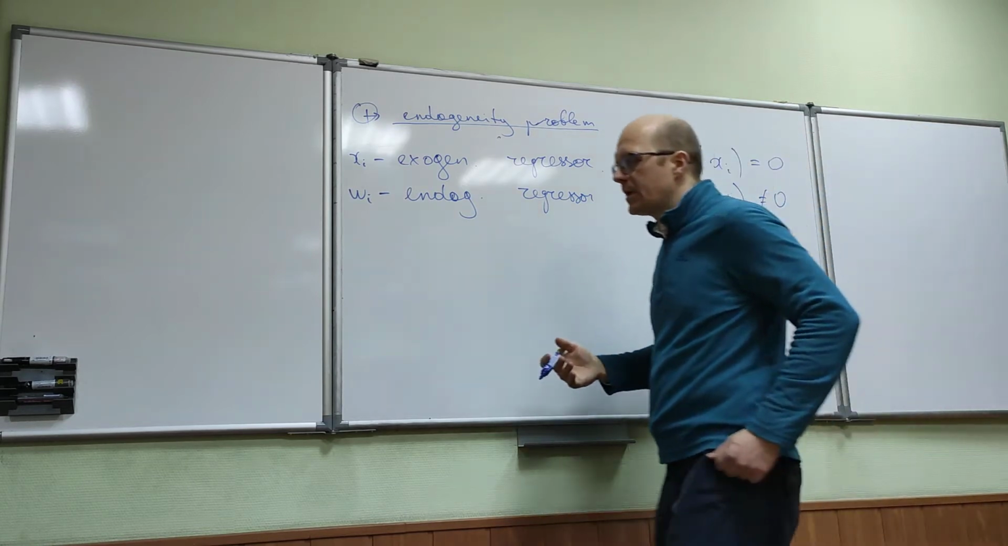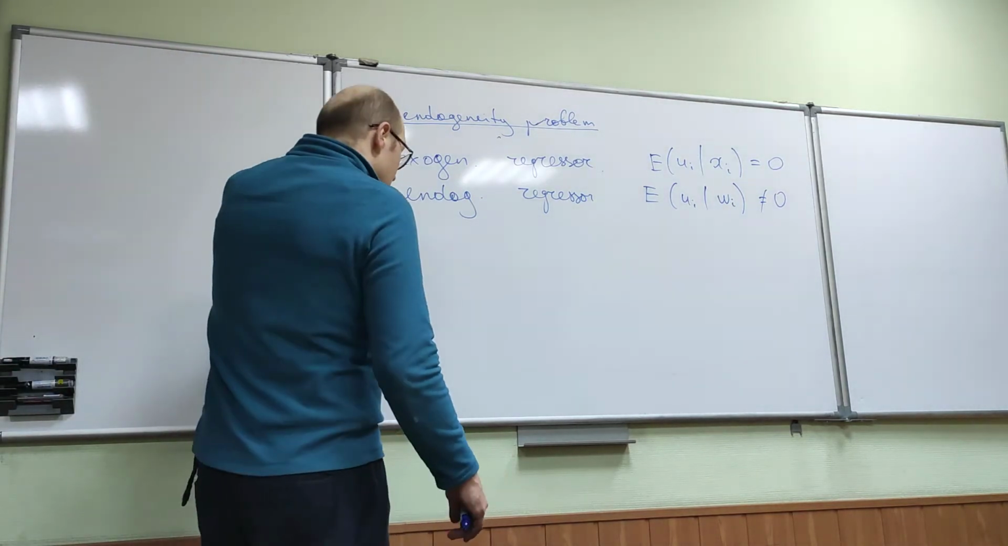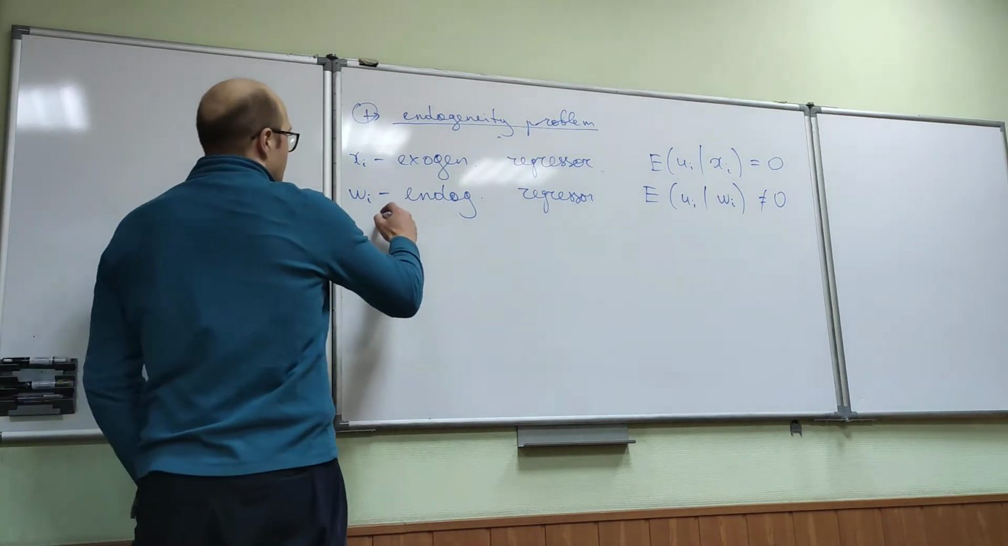What happens when we have endogenous regressors? How does this happen, and what can we do with endogeneity? So let's consider the following example.